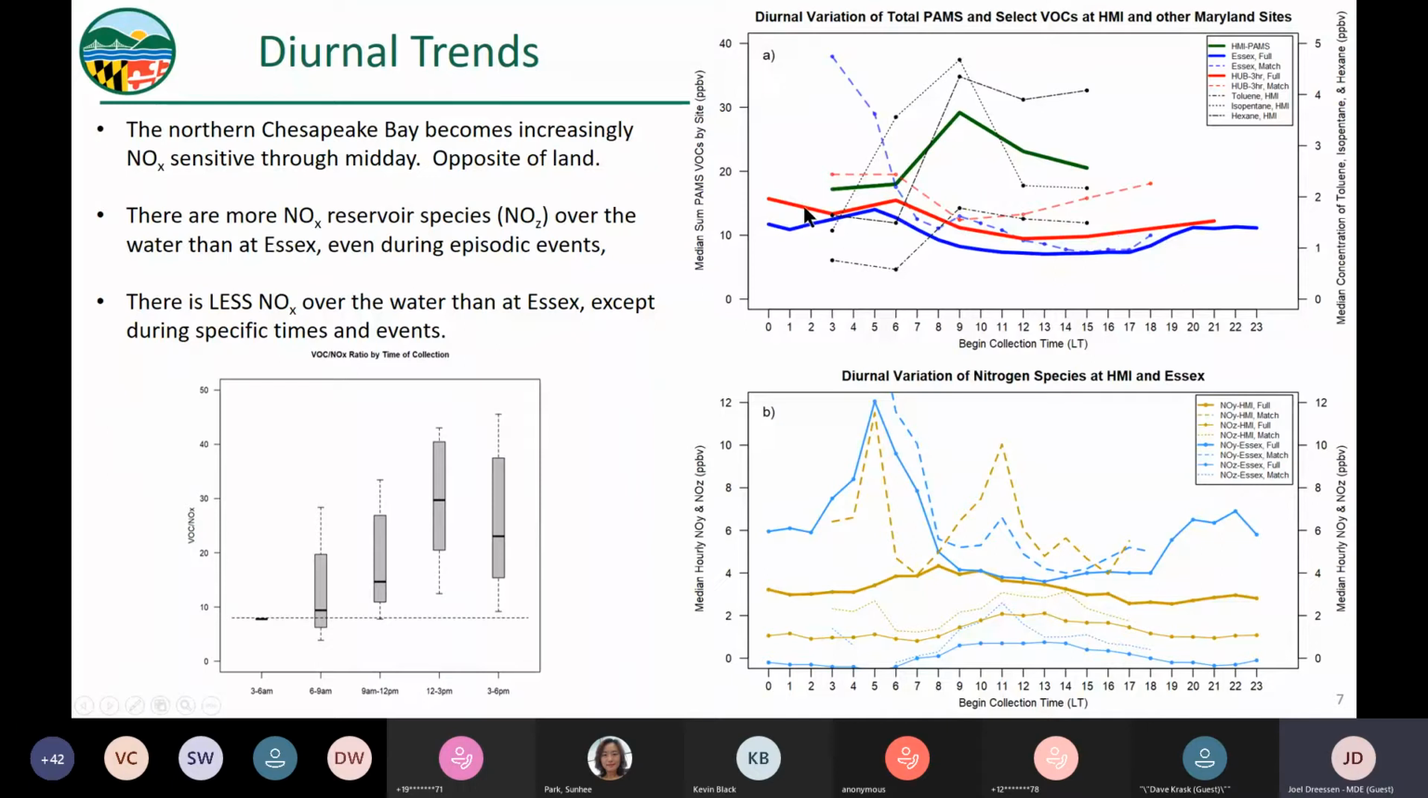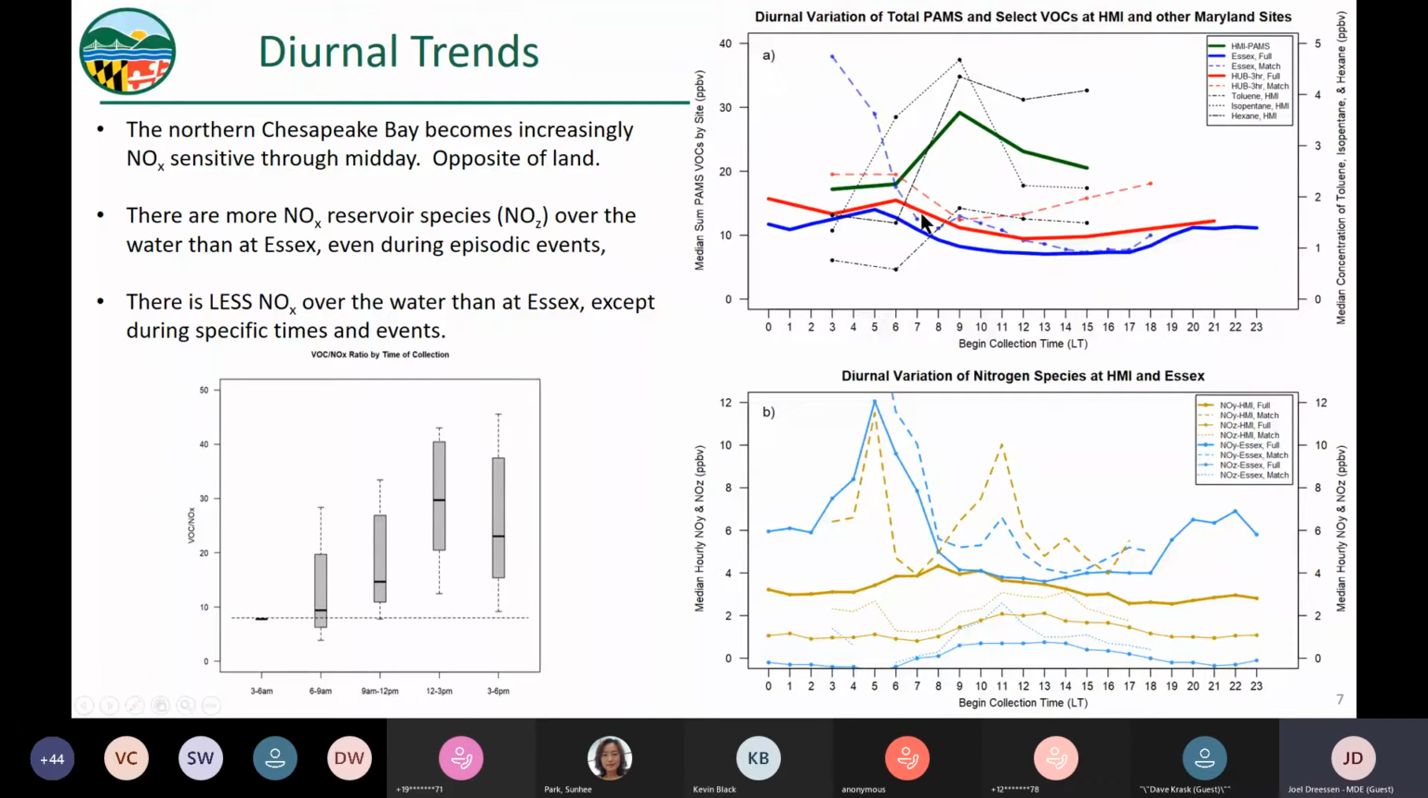Now, what I'm showing here in red is the past observations from Howard University, Beltsville. They're 3-hour canisters from the past 3 years, and then the auto-GC hourly concentrations at Essex. And those concentrations are relatively similar. And then in the green line here, this is the median diurnal concentration of VOCs at Hart-Miller Island. And the profile is completely opposite.